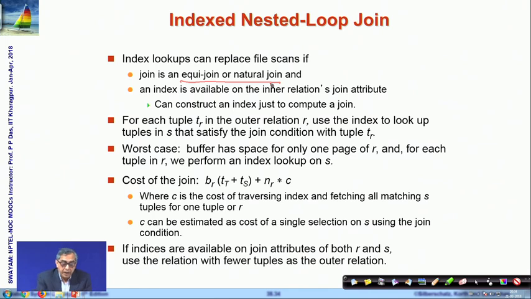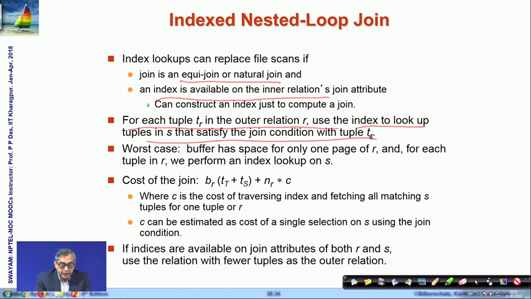So, if we now assume that we have an index available on the inner relation, then every time we go with the outer relation, we will be able to access the inner relation very efficiently, because for each tuple in the outer relation, the tuples in S that satisfy the condition will be found very efficiently through the index, because they are indexed. They will occur consecutively if through the index I can find them.